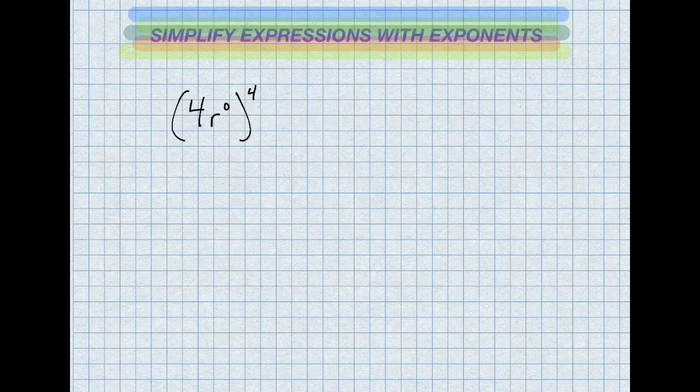Okay, what about this one? 4r to the 0, all that raised to the 4th. We know anything raised to the 0 power equals 1. So we could say that this in actuality equals 4 raised to the 4th power. That r to the 0 just simply turns into a 1. Anything multiplied by 1 is itself, so it just kind of disappears, and what's left is the 4.